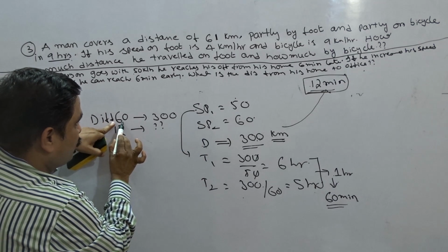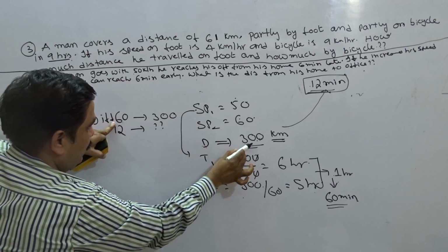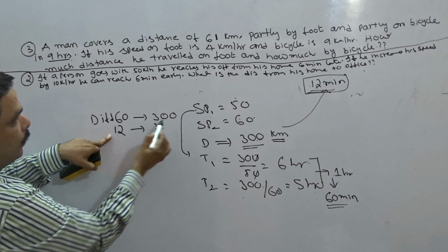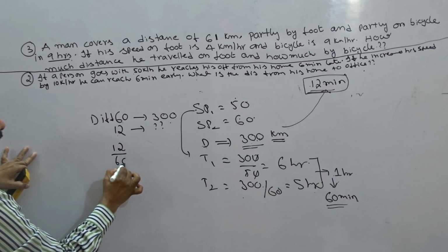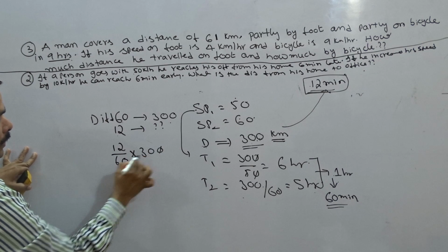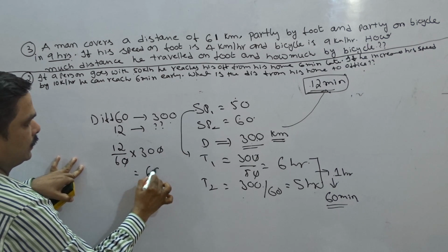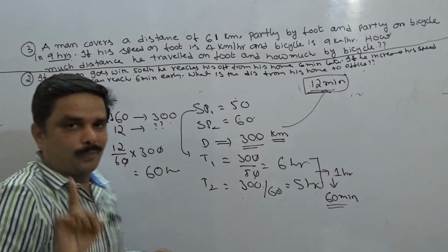Difference is 60 according to imagination, that is 300 kilometers. Difference is 12. What should be the actual distance? Now in this case, that is 12 by 60 into 300 here. The same thing, you will get 60 kilometers. Hope you got the idea.